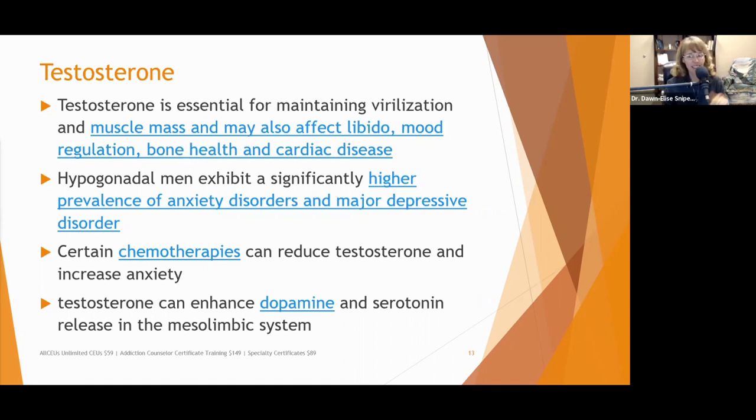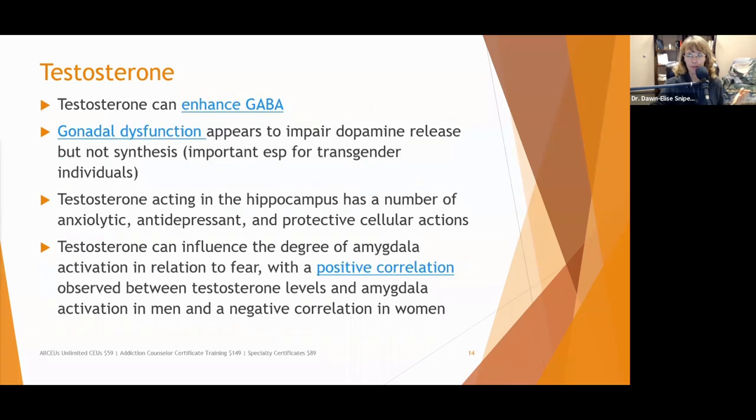Testosterone, like estrogen, can enhance dopamine and serotonin release in the mesolimbic system. Remember, limbic system is where our emotions are. So these hormones are actually directly responsible for increasing dopamine in our emotional brain centers. We want to make sure that we've got enough, but not too much.